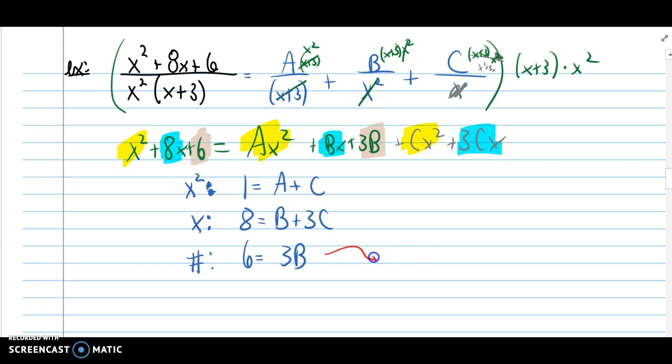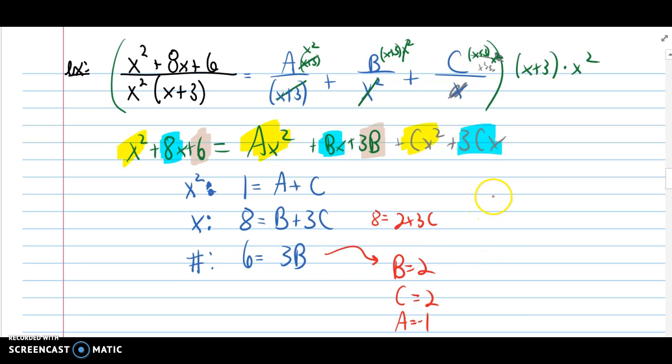In this last equation, now we know that b equals 2. Substitute it in up here, so then 8 equals 2 plus 3c. Subtract 2, divide by 3, and then c is equal to 2. Plug that in up here. 1 is equal to a plus 2, so then a equals negative 1.